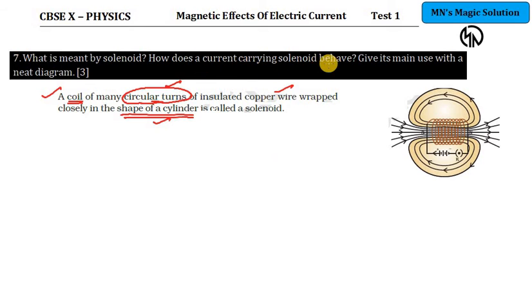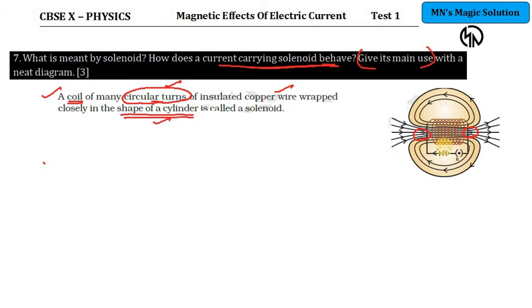How does a current carrying solenoid behave? It behaves like a bar magnet. Its one end is the north pole, the other end is the south pole, and the magnetic field lines emanate from the north and end up at the south. So that part you have to explain for this question. How does it behave? Then give its main use.